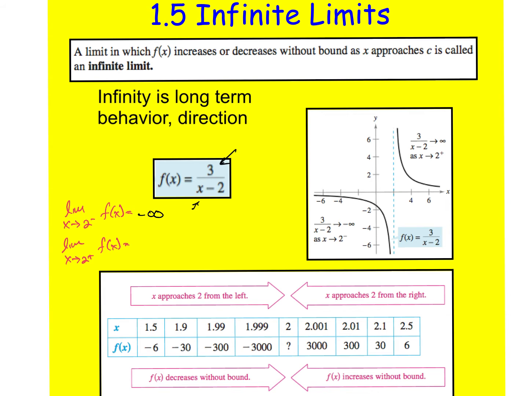That's what that means. All right, if I do 2 from the right, that's a little bit more positive than 2. So I'd be like 2.001. I'd have a positive number over a really small what? Positive, which makes it positive infinity. All right, pretty good? All right, fantastic.